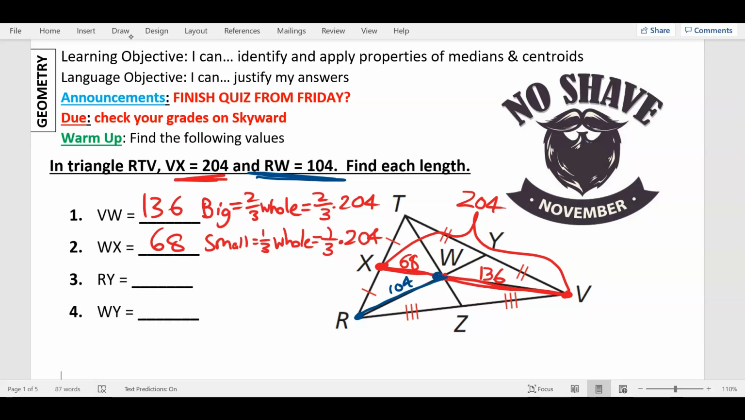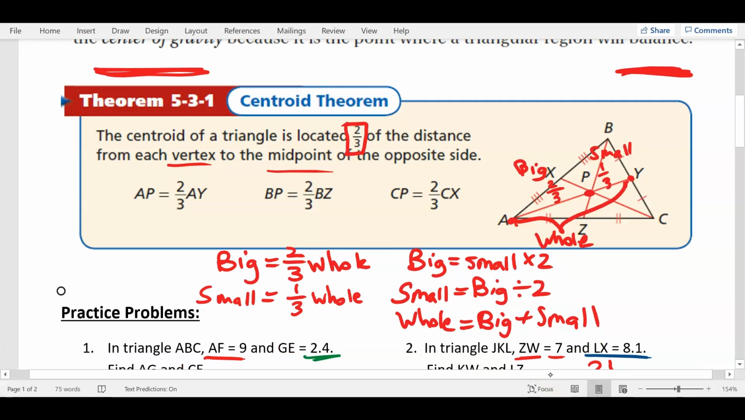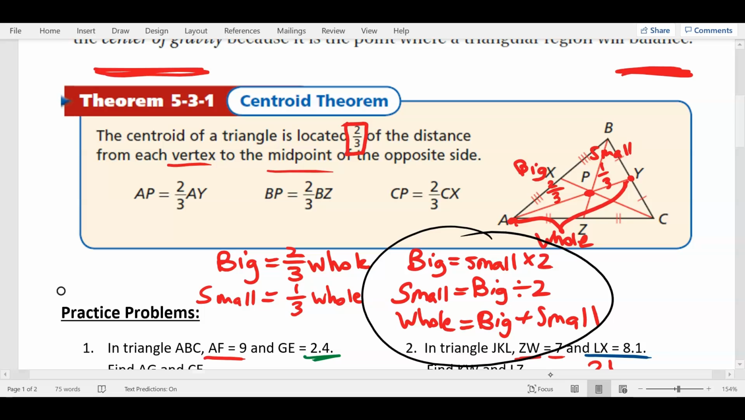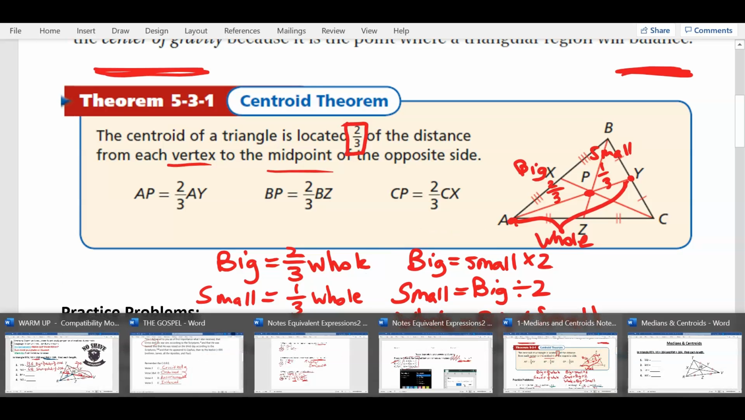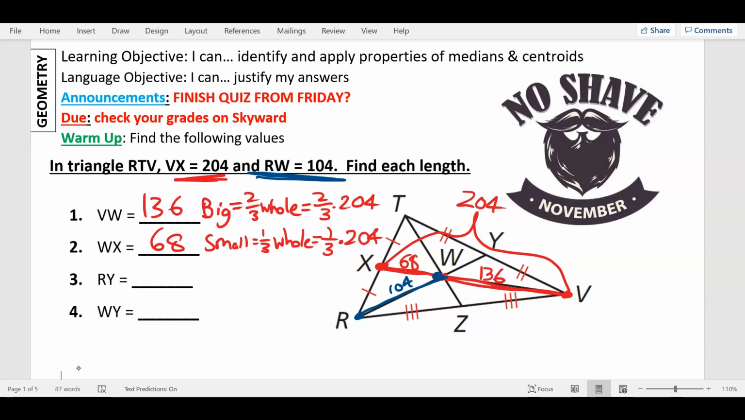Yeah. Smart. Okay. Let me remind you, look at the notes. We said right here, if you're given the big, the small is dividing that by 2. If you're given the small, the big is multiplying it by 2. Okay? That's the relationship from big to small or small to big. Not the whole, but from big to small. So, that's the relationship. Let's go ahead and write that down. Now, by the way, for the warm-up, we're going to find WY first. We're going to actually do number 4 before number 3.